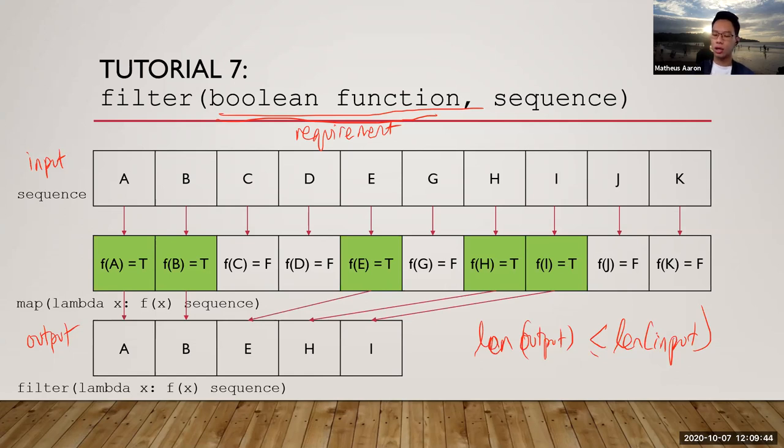Now, maybe some of you may be wondering, how does this exactly work? The way it works is that first, the original input, we'll try to put it inside our function.